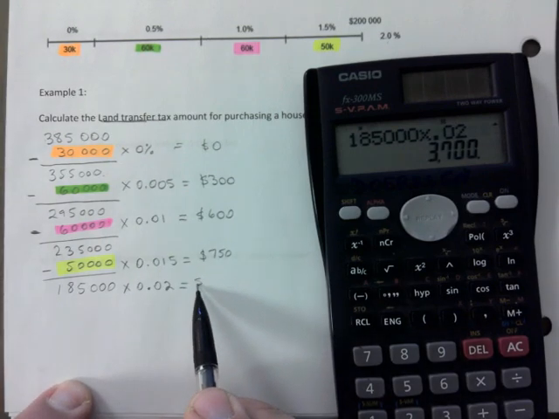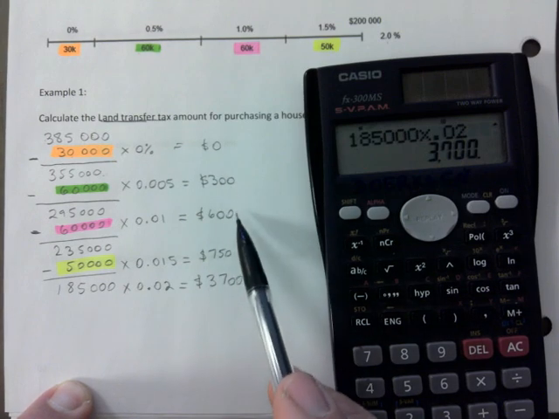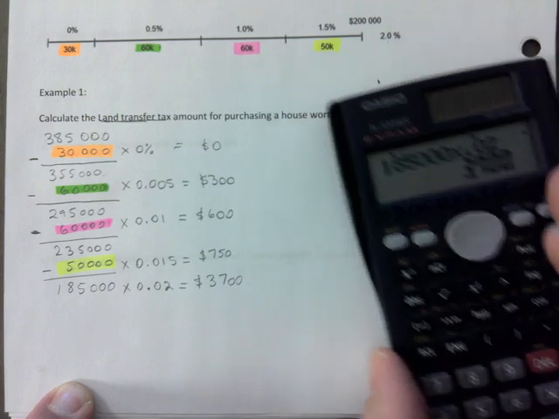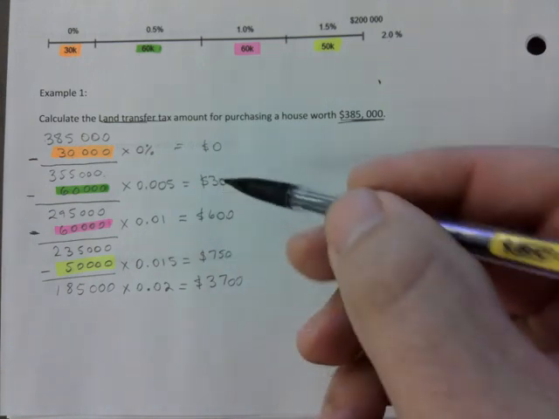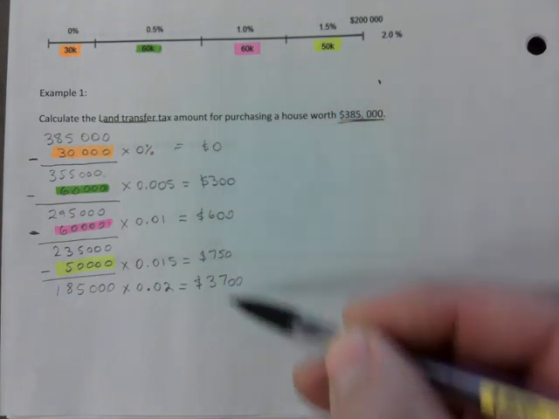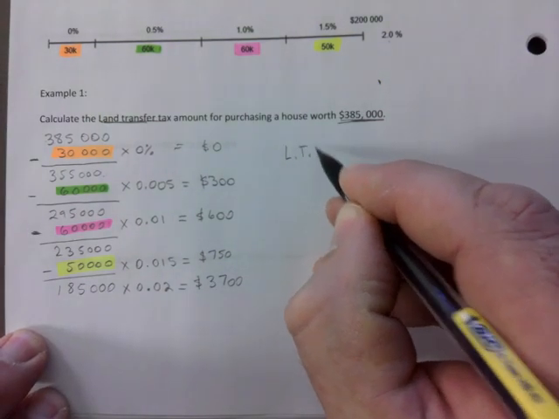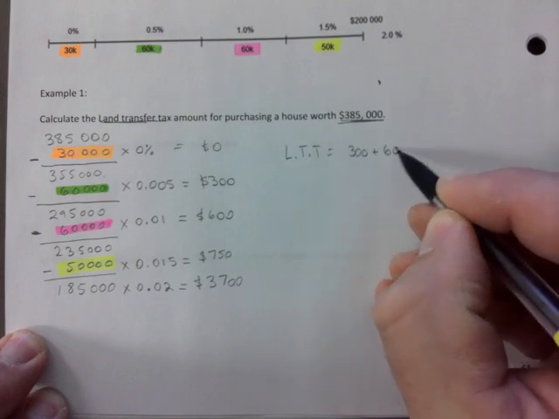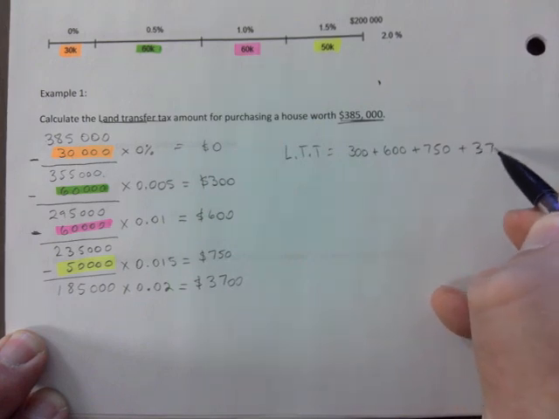Look at that. You might think, oh, that's not too bad. That's not too bad. 300, 600, 700, 3,700. So how much do you think you're going to have to pay? The answer is add all these up, and that's your final answer. So land transfer tax would be 300 plus 600 plus 750 plus 3,700.